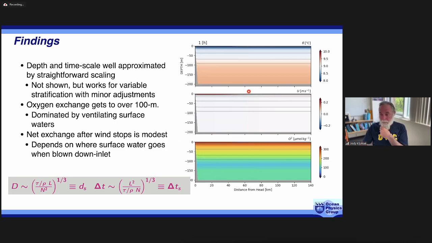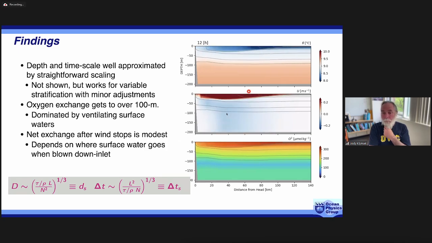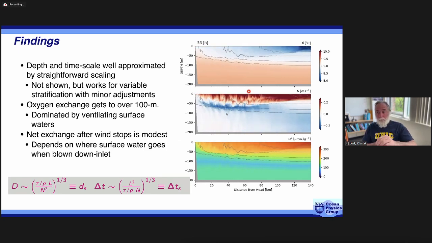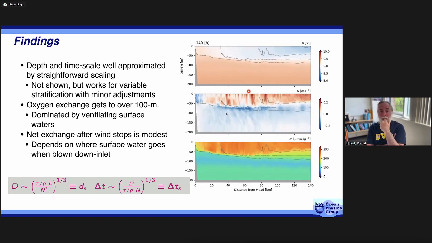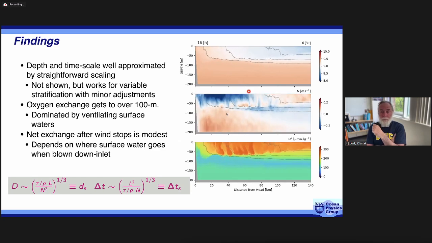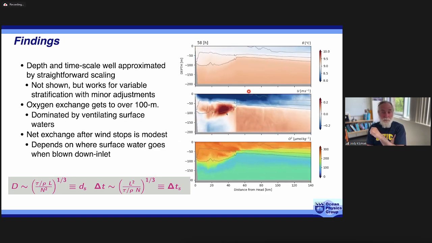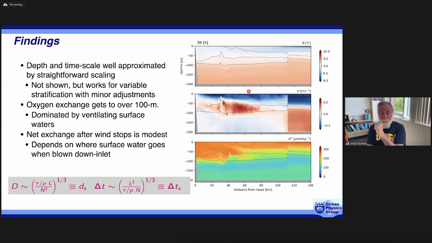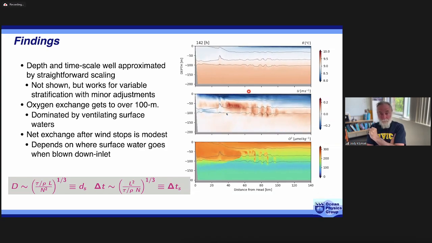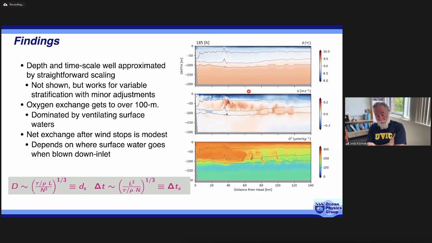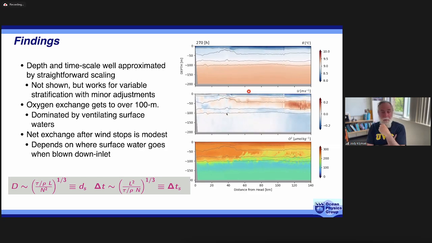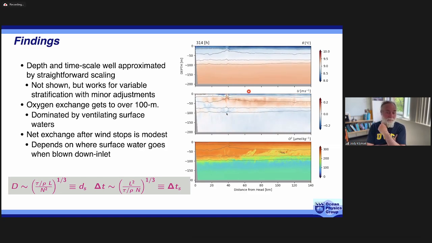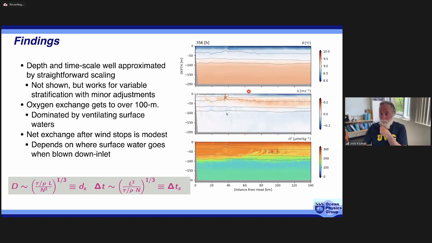Okay, so these are my findings. Just start the movie again. Basically, we're able to come up with a relatively straightforward scaling for how deep the water is going to be coming up. I didn't show this, but if you do this with variable stratification, that works as well with minor adjustments. We do get oxygen exchange to 100 meters, but it's mostly dominated by ventilation, so this process that we're interested in versus mixing of ventilated water down. And the net exchange is modest.